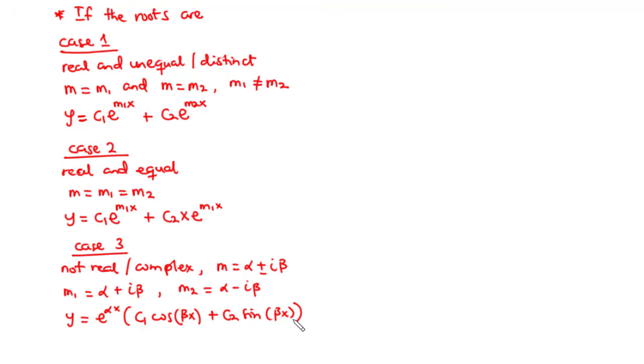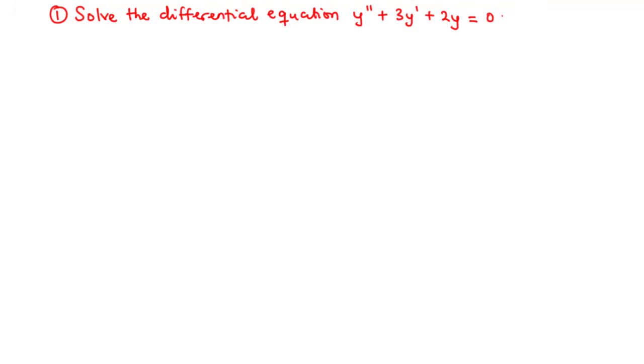Now the values of c1 and c2 for all three cases can be obtained if we are given the initial conditions, or better still, the boundary conditions. Now in the next section, what we are going to do is to consider some examples covering all these three cases. So let's start by taking the examples one after the other. So now let's start off with example 1.